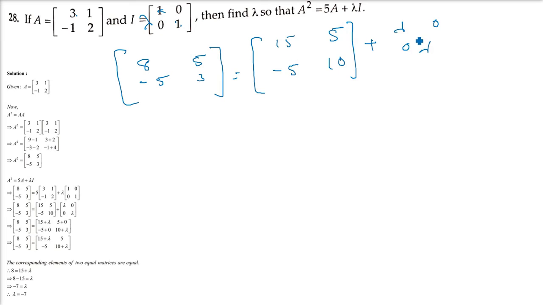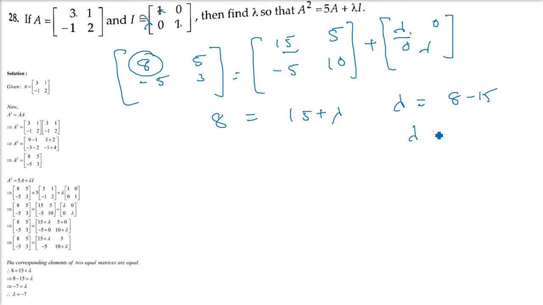Now add the matrices on the right hand side and equate it to the left hand side. So 15 plus lambda. Now you don't have to compute anything else, because 15 plus lambda is equal to 8, because they are equal matrices. Okay. Just write it here. 8 minus 15 is equal to lambda, which is minus 7. Lambda is negative 7. This is the answer.